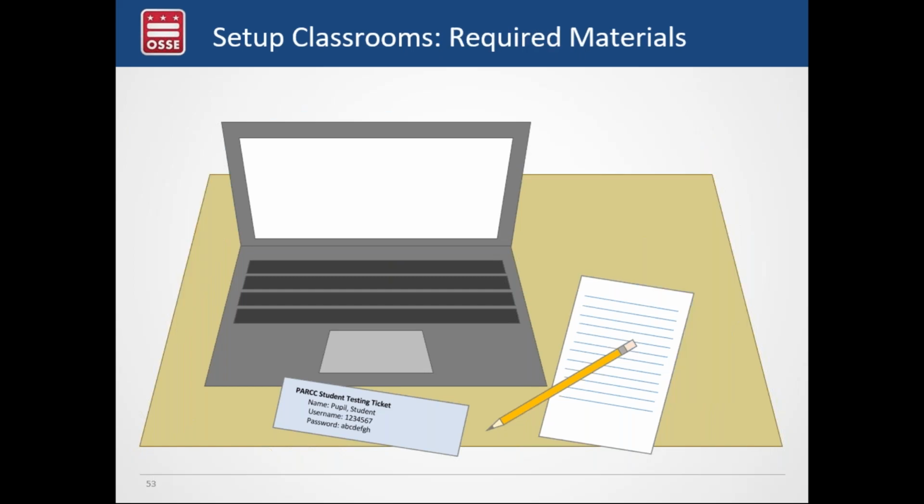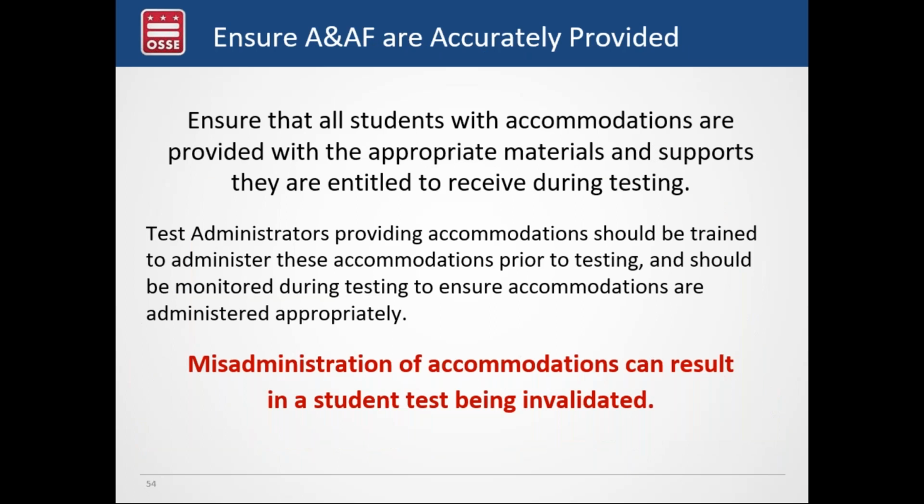Required materials. They will need their testing device, they will need scratch paper and a pencil, and they will need a student testing ticket. Those are the minimum requirements for students during testing. So you may see desks that look like this, or versions of what we looked at previously for different students, depending on how your school applies the policies and depending on what the students have in accommodations and accessibility features.